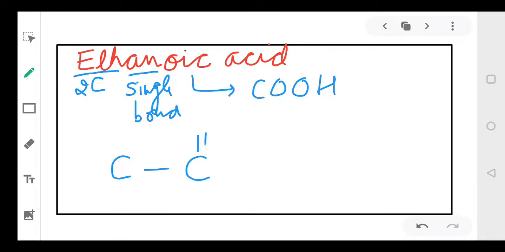So this means here we have one O and one OH. And the rest of the carbon will be attached with hydrogen and they will all have single bonds. So this will be the formula of ethanoic acid. Okay everyone, so we can derive the formula from the name very easily, and we can name the formula also. You can derive the name from the formula, and the formula from the name.